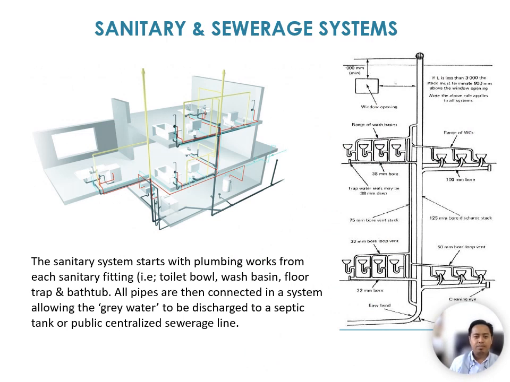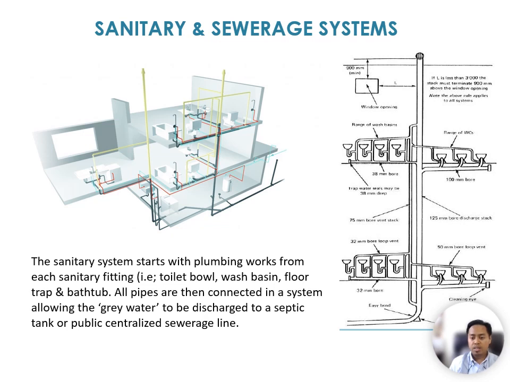Okay, now let's move on to sanitary and sewerage systems. The system starts with plumbing works from each sanitary fitting, for example, toilet bowl, wash basin, floor trap, and bathtub. All pipes are then connected in a system allowing the grey water to be discharged to a septic tank or public centralized sewerage line. Let's have a look at the diagram on the right side of the slide.